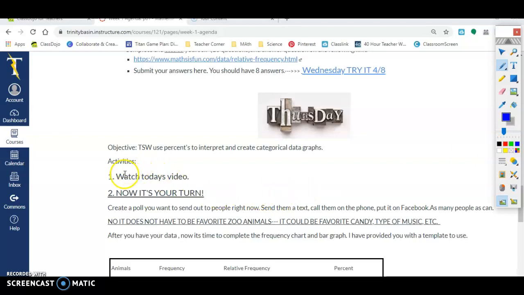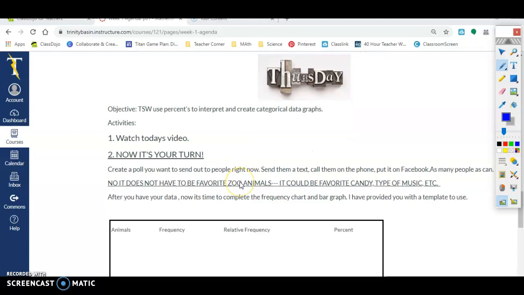So number one today, your objective: you're using percent to interpret and create categorical data and graphs. You're taking what we've been doing all week with graphing, interpreting, labeling, all of this stuff, and creating it yourself. So you're going to first watch this video. It's not on there yet because I'm creating it right now.